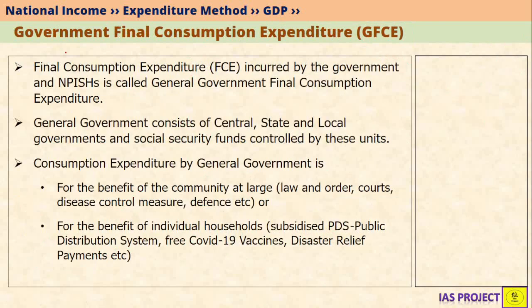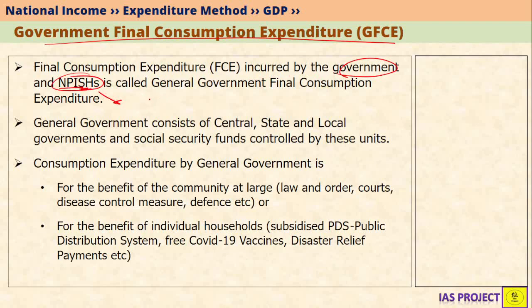Now let's talk about government final consumption expenditure. Final consumption expenditure by government as well as NPISHs. You know what NPISHs is. In SNA 2008, NPISHs is nothing but non-profit institutions serving households.